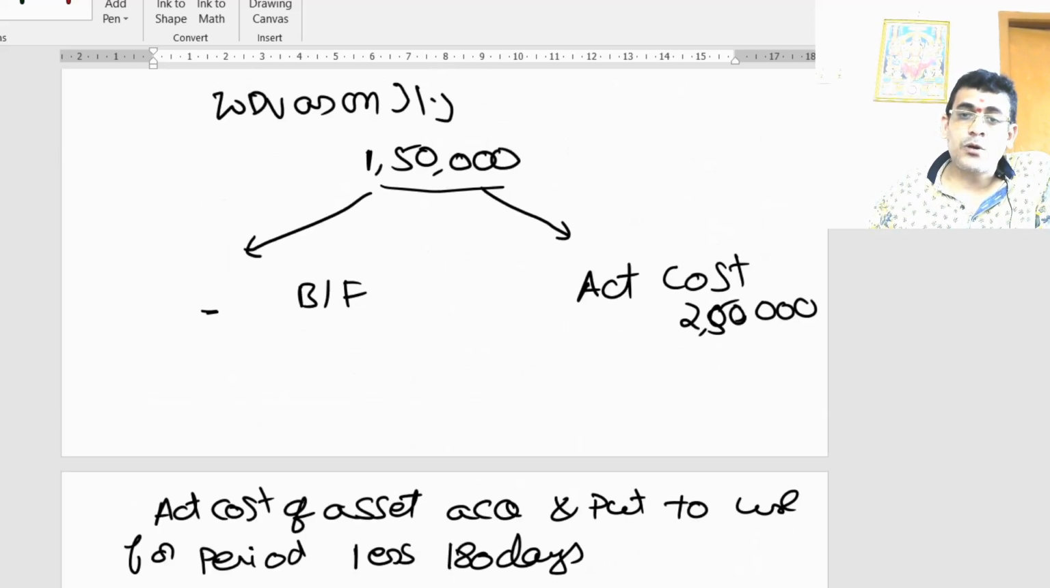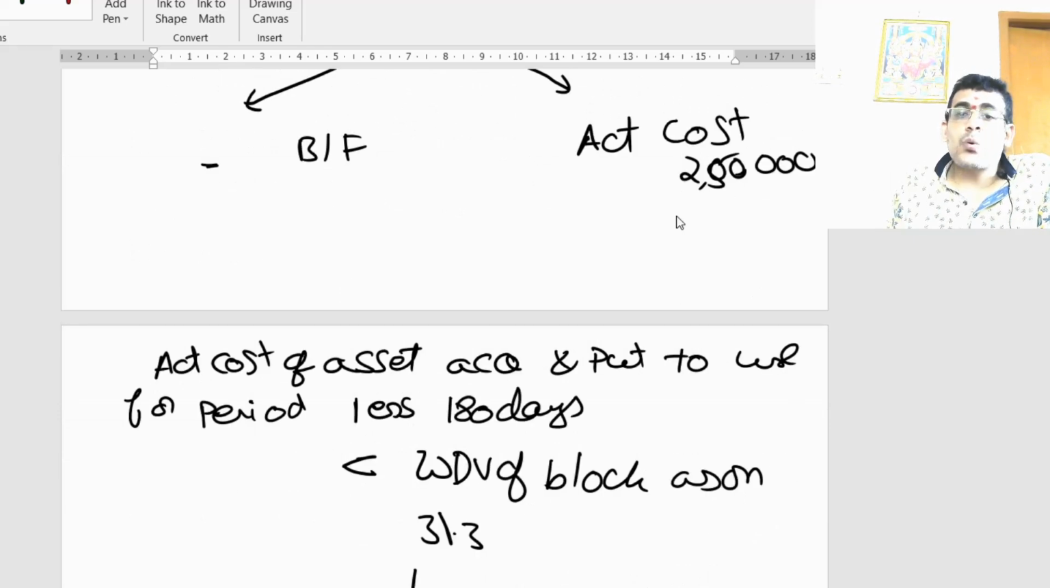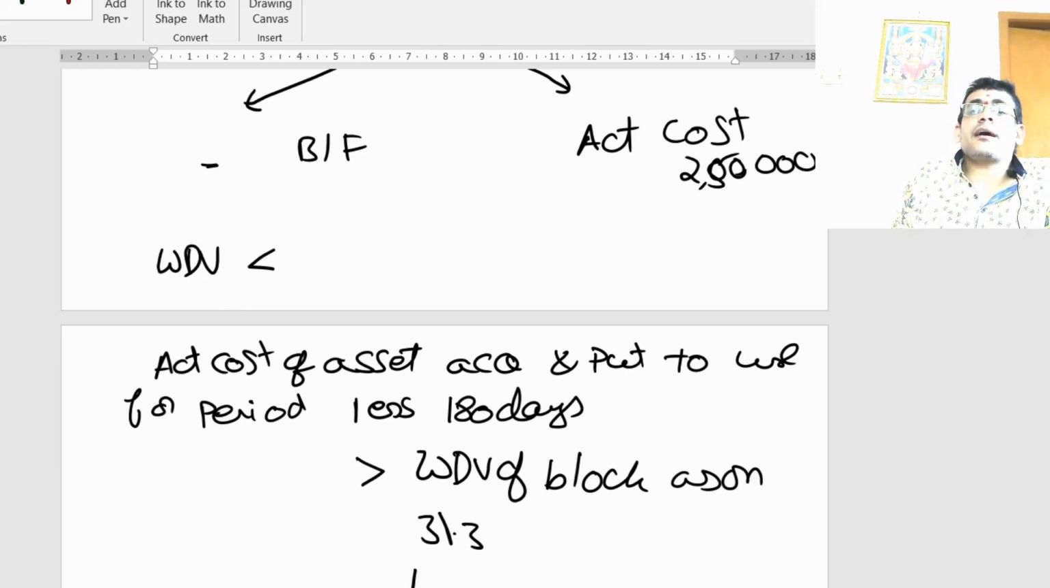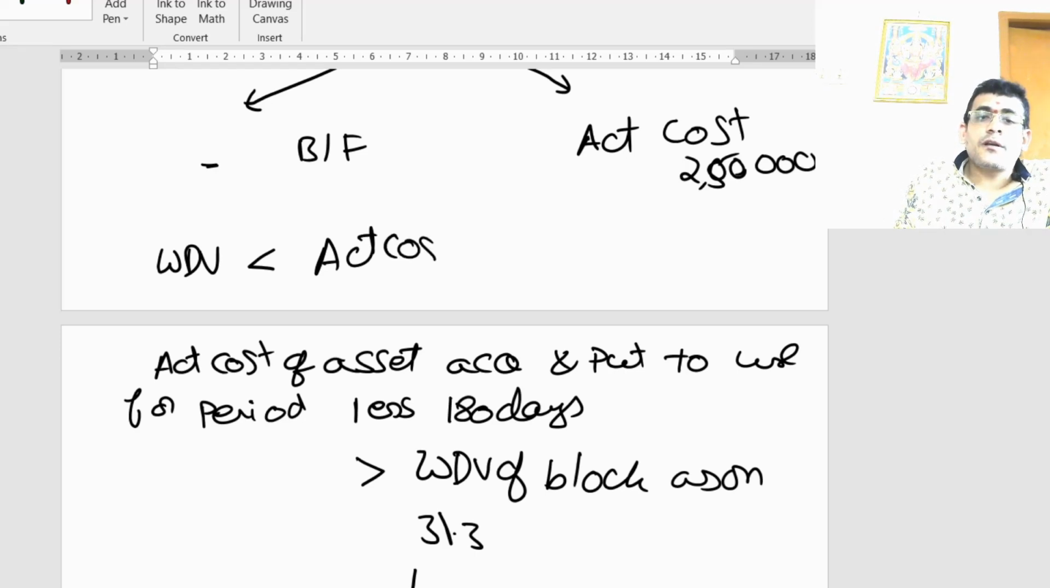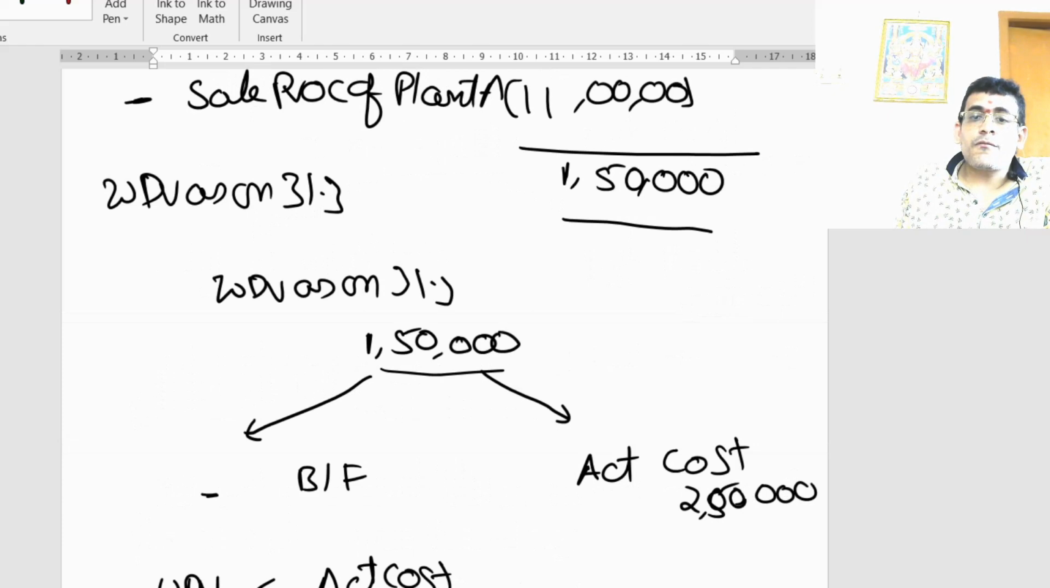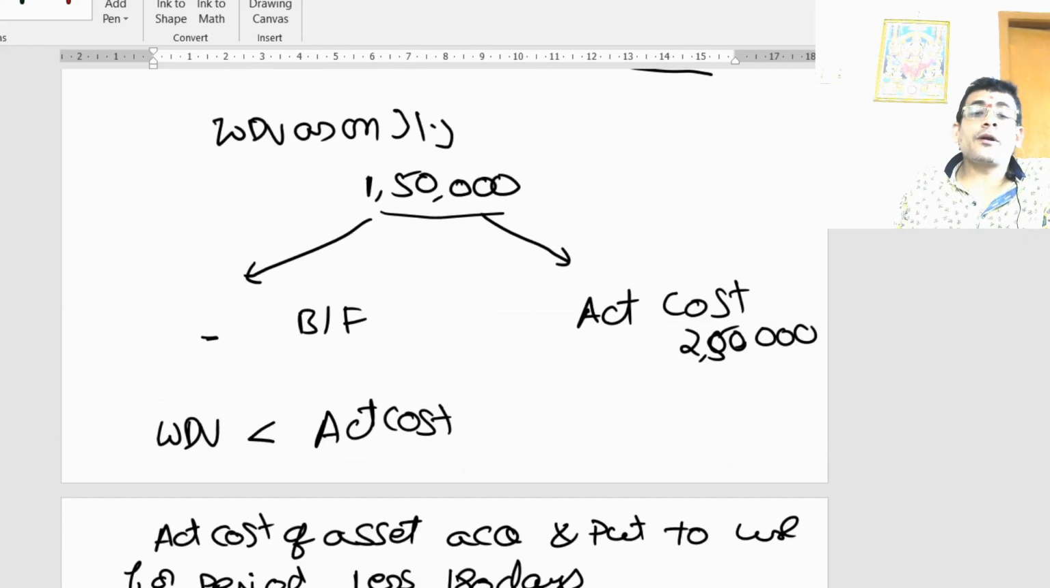When we'll apply this concept? Whenever your actual asset acquired is greater than WDV, or closing WDV is less than actual cost of the asset. Both remain the same. Here I am putting the other principle, closing WDV less than actual cost. In this case, what was your closing WDV? 1 lakh 50. What is your actual cost? 2 lakh 50. So ultimately, I am going to apply this principle.